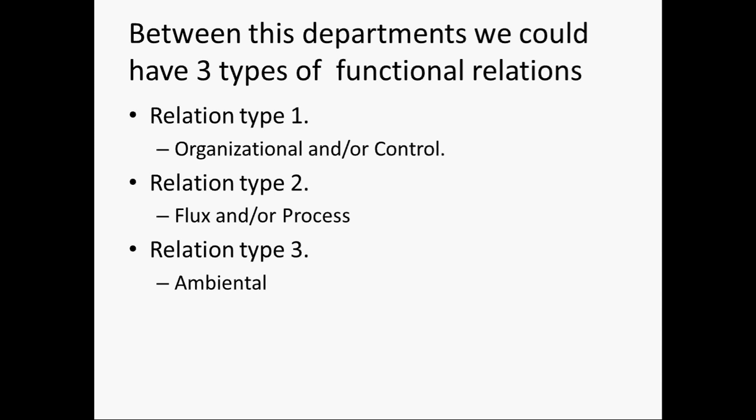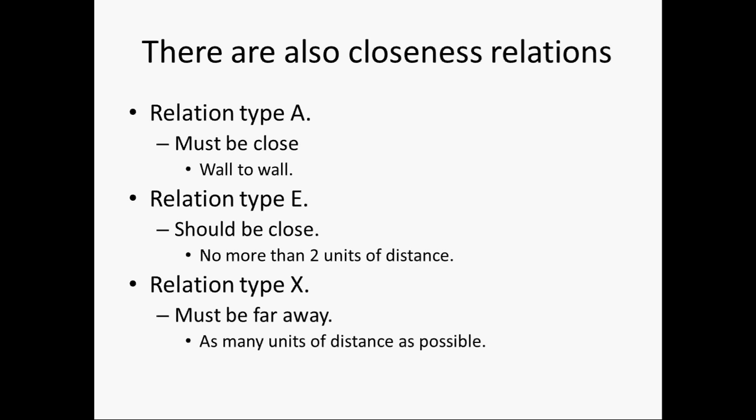Now, between these departments, we can have three types of functional relations. We have relation type 1, they are organizational and/or control. Relation type 2 are flux and/or process, and relation type 3 are ambiental relationships. There are also closeness relations. Relation type A, it must be close, wall to wall. The departments or the areas must be wall to wall in the layout.